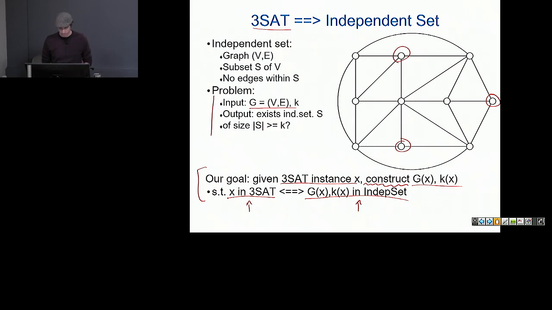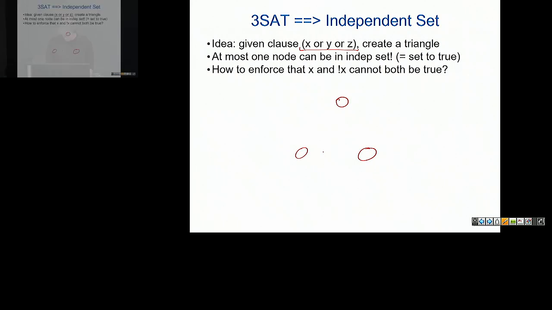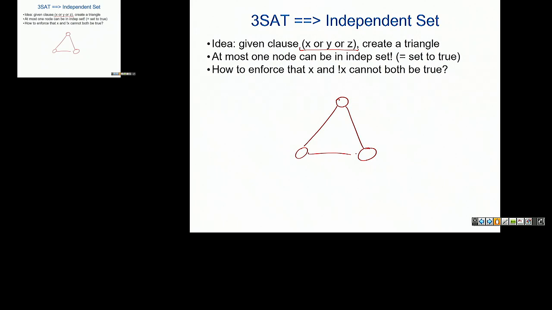This is something that's called a widget. I don't know why it's called a widget. It's just a thingamajig, I guess. So basically, I want to take a clause and construct something in graph language that's somehow equivalent. In this case, I'm going to create a triangle. So I'm going to have these 3 nodes here, and I'm going to make edges between them. And if you think about this, this is useful because if I'm looking for an independent set, then at most one of these nodes can be in the independent set.